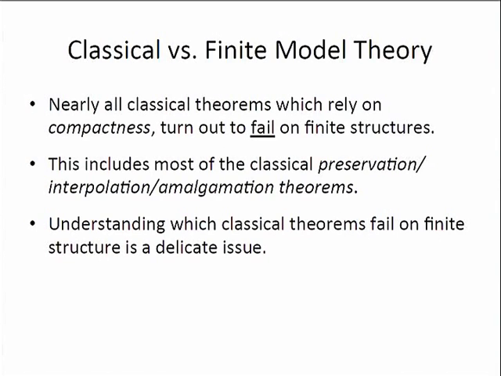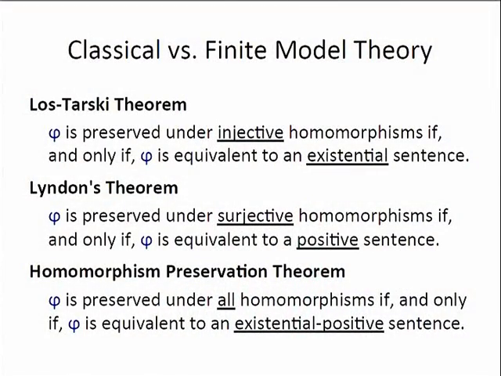And maybe not surprisingly, nearly all of the classical theorems which rely on the compactness principle turn out to fail on finite structures. This includes a large class of classical preservation, interpolation, and amalgamation theorems. But understanding exactly which classical theorems fail on finite structures and which hold on finite structures turns out to be quite a delicate matter. So I'll give a quick example of this.